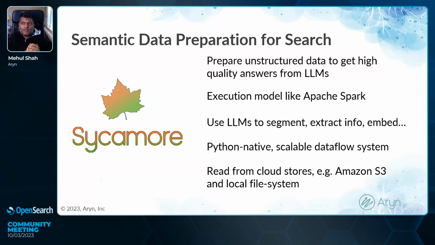It's a Python native system, and the reason we chose a Python native system is because a lot of the open models that are out there are built to work with Python as the runtime. And right now, Sycamore can read from Amazon S3 and your local file system, and we hope to be able to add more data stores, unstructured data stores that you can read from automatically in here.